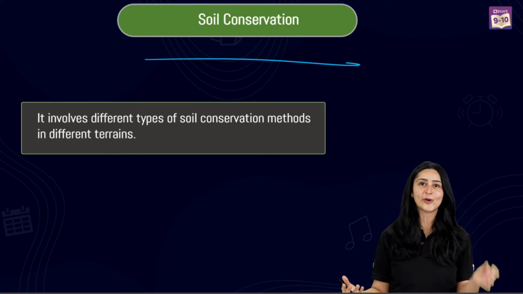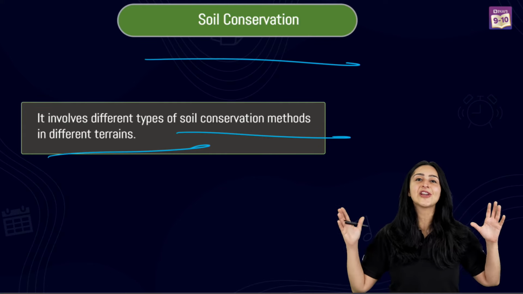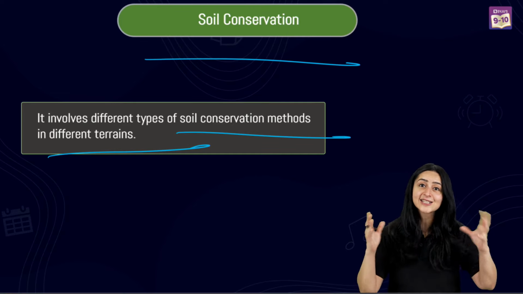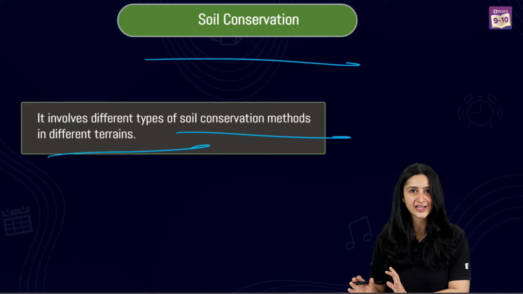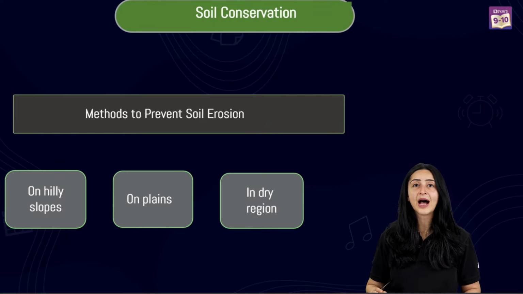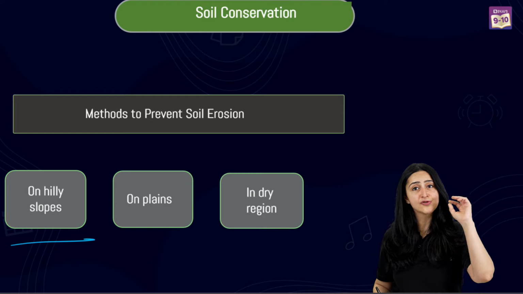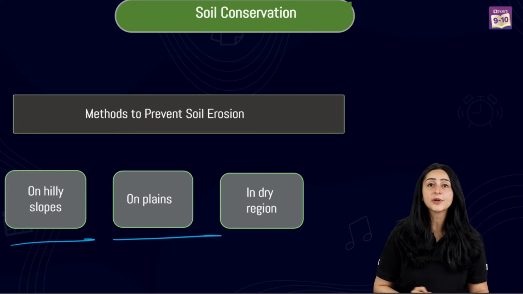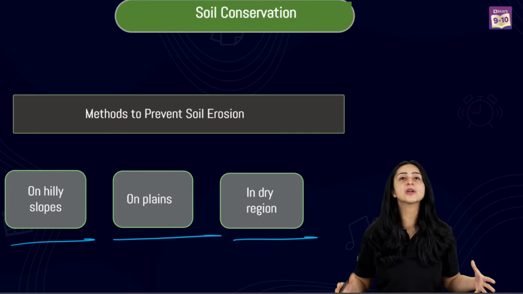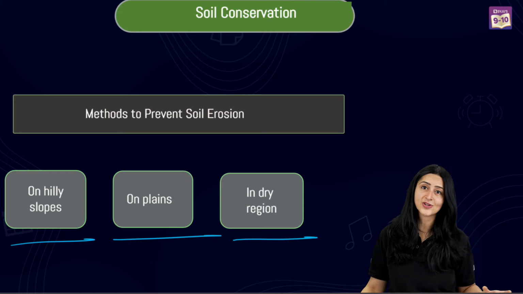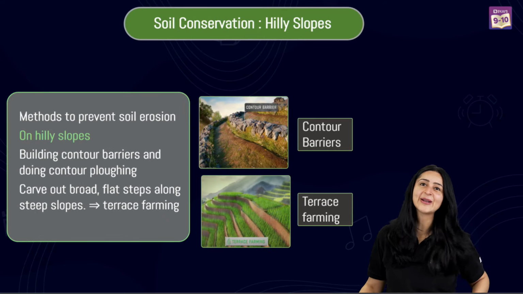How do we conserve the soil? Well, we're going to be talking about different types of soil conservation methods in different terrains, because each type of terrain is different, and how we conserve the soil in those areas is very different. So we're going to be talking about three kinds of terrains: methods to prevent soil erosion on hilly slopes, methods of soil conservation on plains, and how to prevent soil erosion in dry and arid areas. Okay, let's go ahead and talk about hilly slopes.